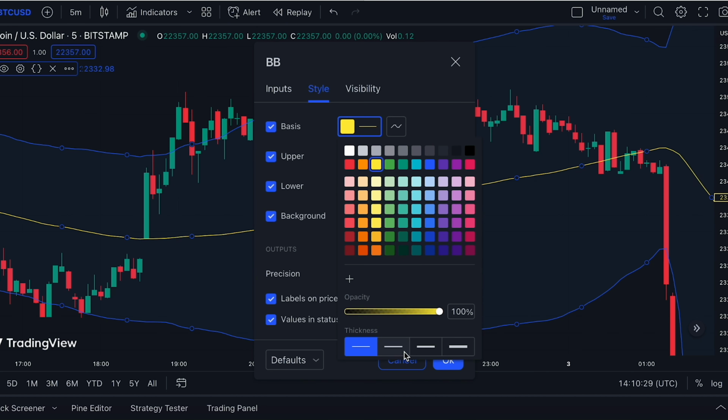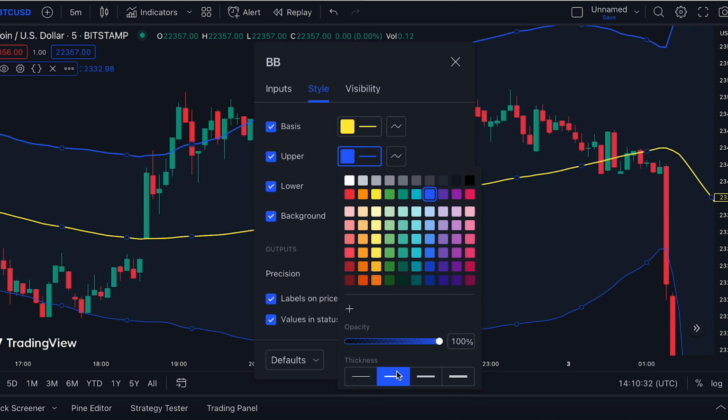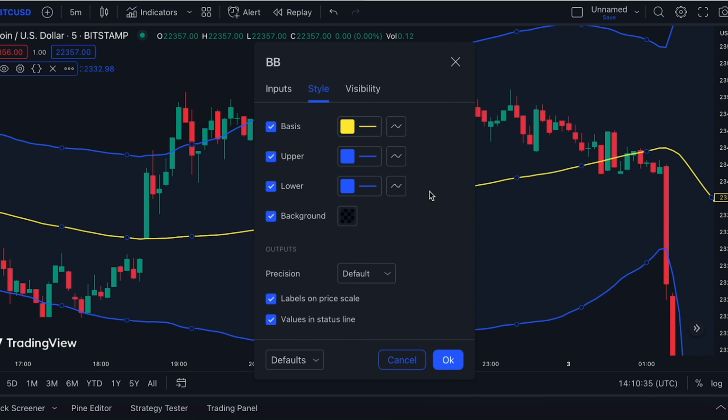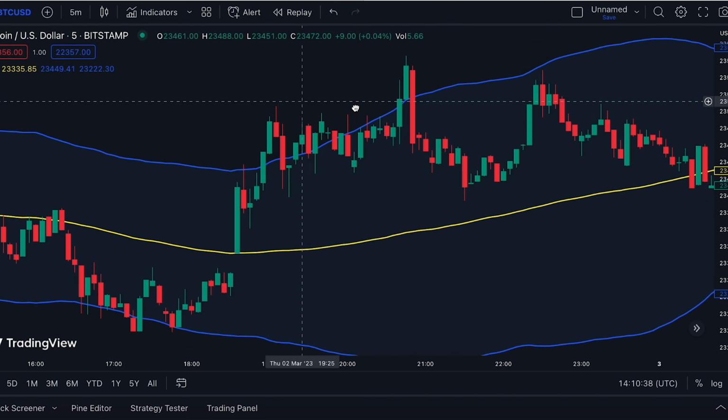The length will be changed from 20 to 89 according to the Fibonacci sequence. Navigate to the style options after that. To make the lines more visible, we'll modify their color and thickness. That was all there was to it.